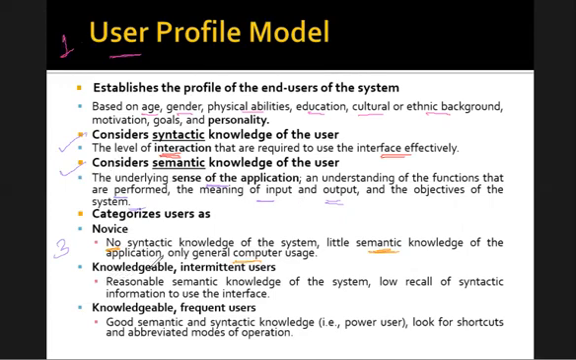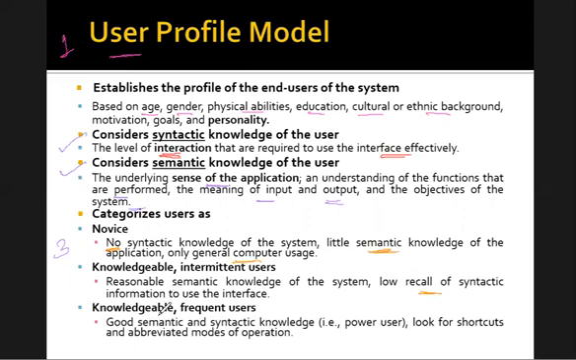The second one is knowledgeable intermittent users. This means that you've got reasonable semantic knowledge of the system. That is, you've got reasonable knowledge about the functions of the system, and the inputs and outputs that can be given. So you've got reasonable semantic knowledge, but low recall of syntactic knowledge. That is, what he needs to do. It's like a person who was working on a computer, but after a long time has low recall. He knows the system can perform so and so tasks, but how, he has forgotten. So that is your knowledgeable intermittent user.